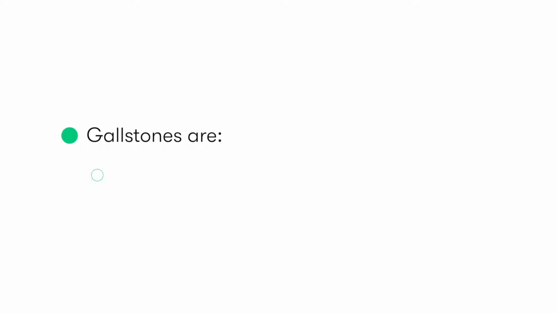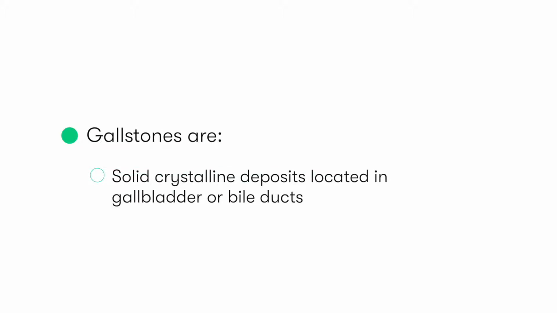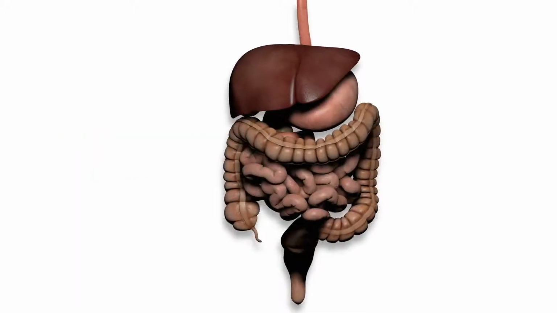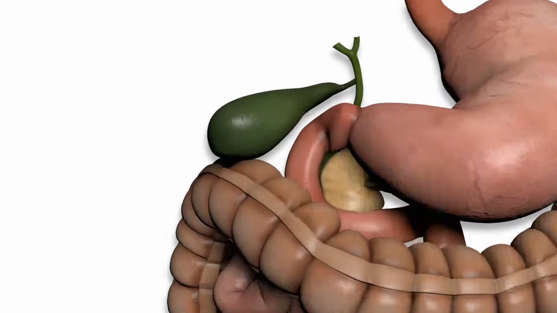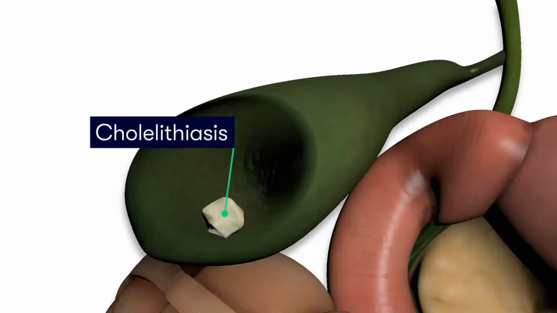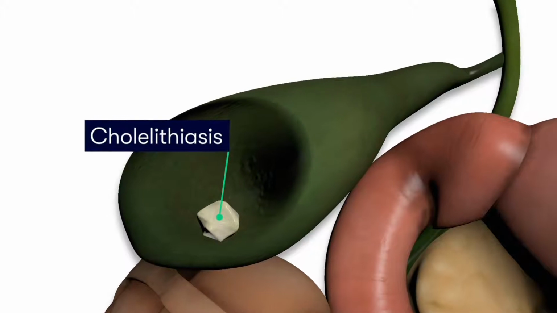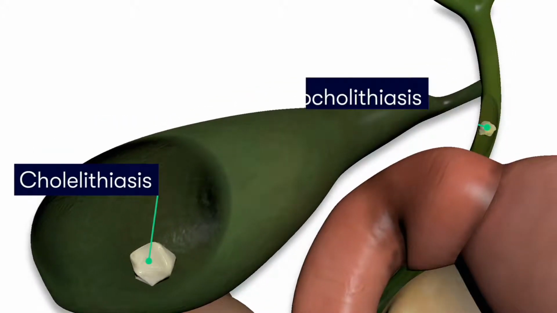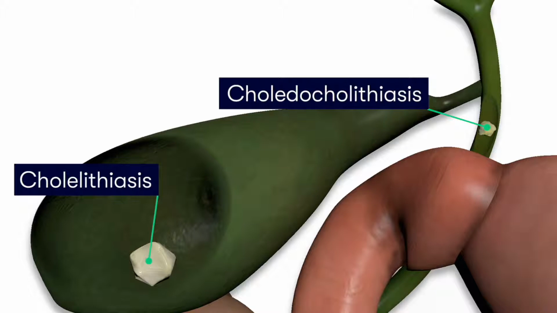Gallstones are solid crystalline deposits that form within the gallbladder or biliary tree. The terms that we use for gallstones actually change dependent on their anatomical location. Cholelithiasis refers to a stone that is present within the gallbladder, whereas the term choledocholithiasis refers to a stone that lies within the biliary tree, typically the common bile duct or CBD.